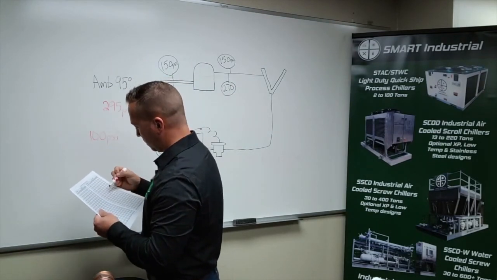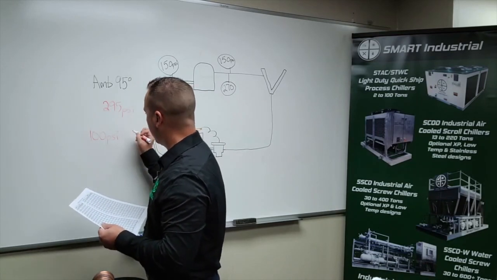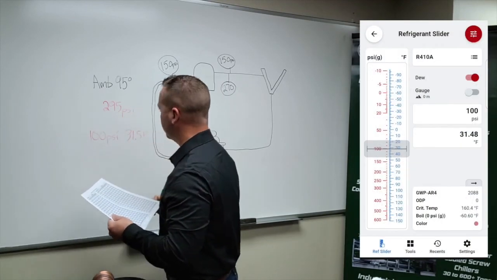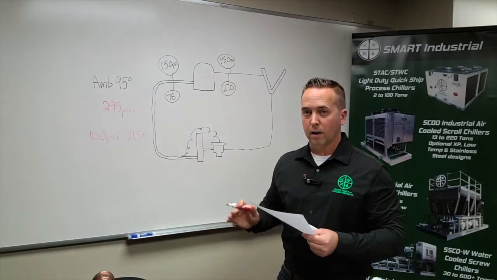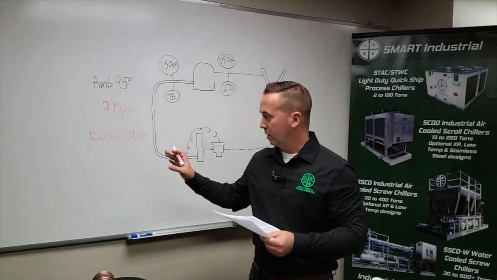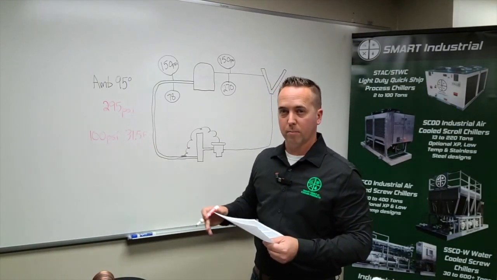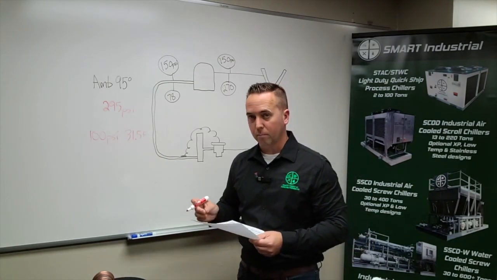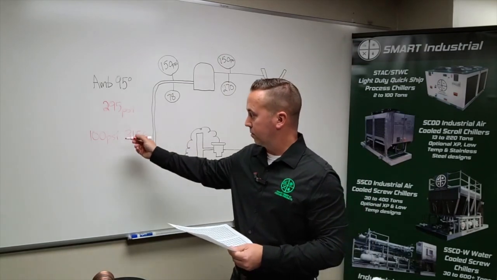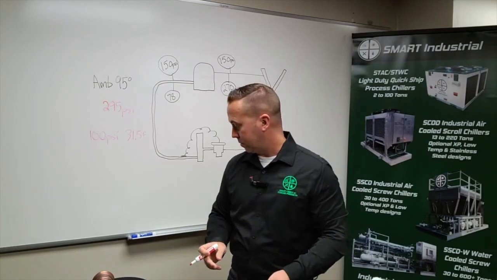100 psi is equal to 31.5 degrees Fahrenheit. Now, we call this saturated refrigerant temperature and pressure because at this pressure and this temperature, we have both liquid and vapor present. It's very important to remember that in your refrigeration system because we can alter that throughout the system. So let's take a look at a couple examples now.